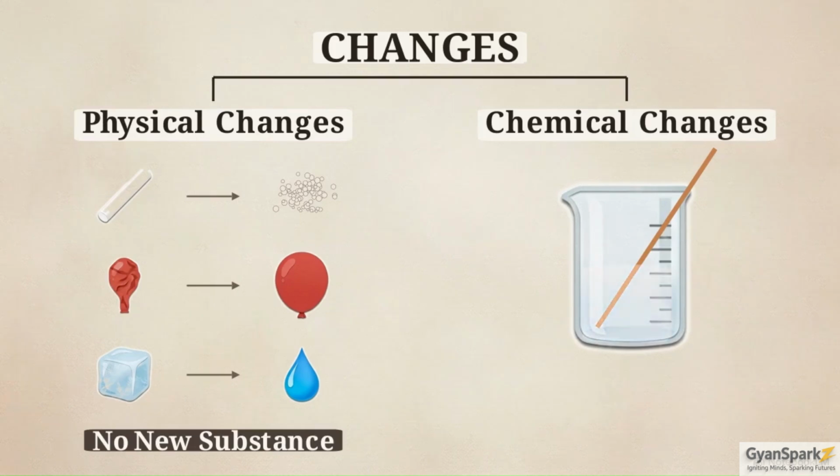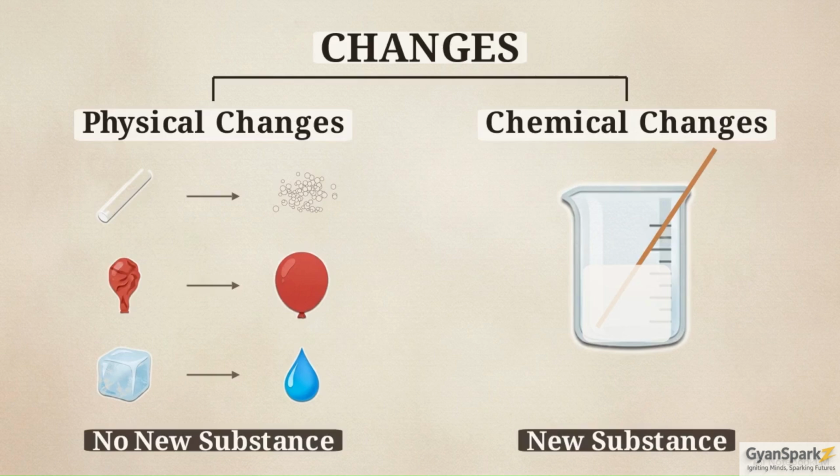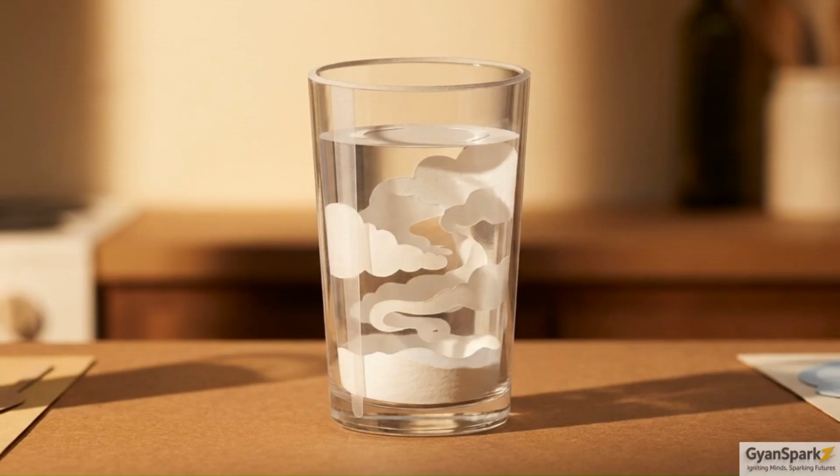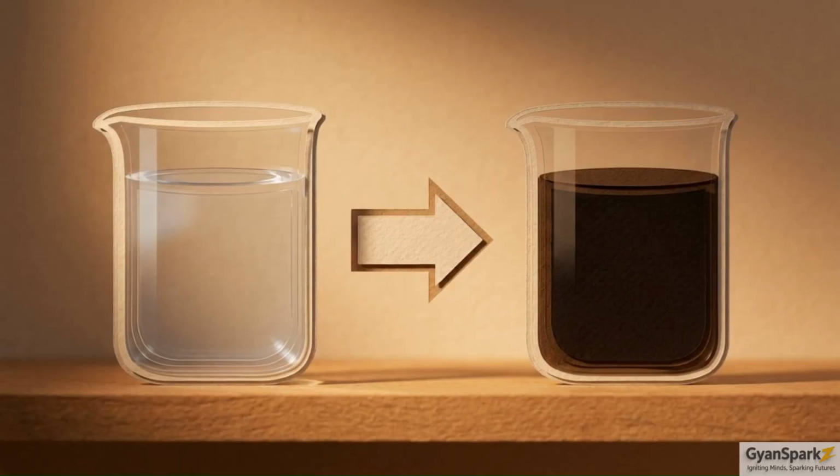Now consider what happens if Prithvi takes a straw and breathes out into a glass of clear lime water. The liquid turns milky white. That cloudiness indicates a brand new substance, calcium carbonate, has formed and settled at the bottom. Because the starting material has turned into something else, we call this a chemical change.